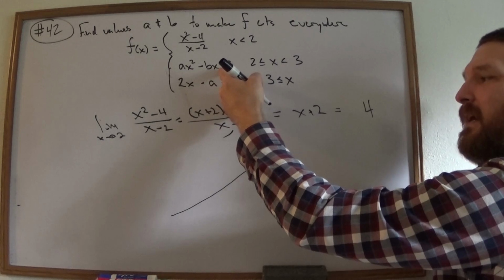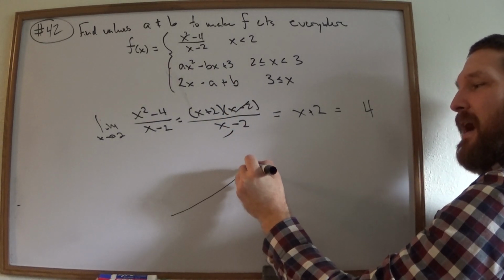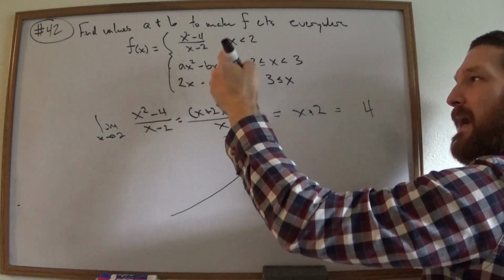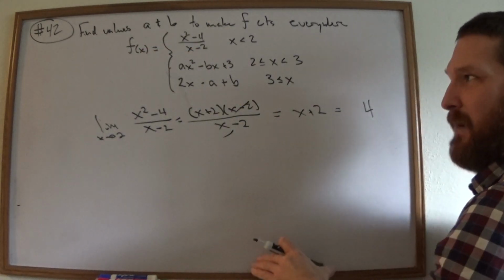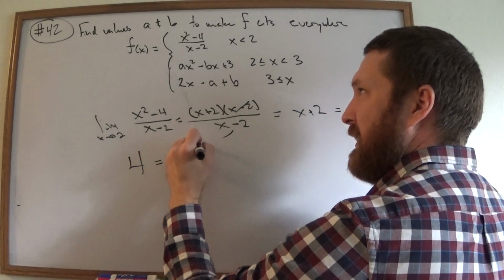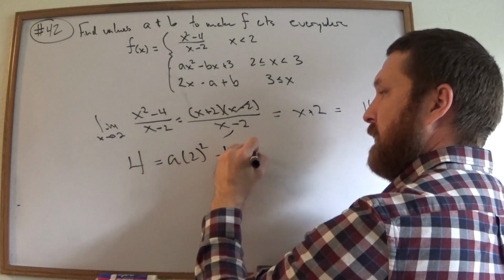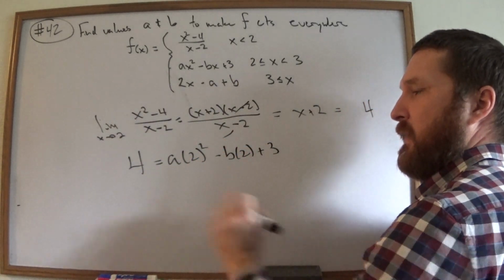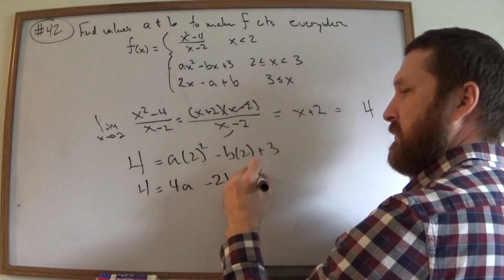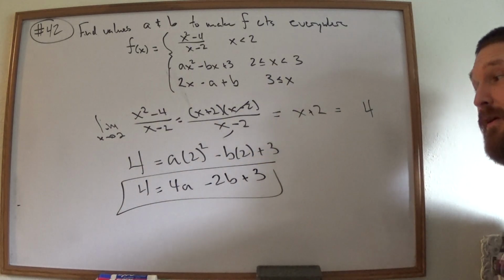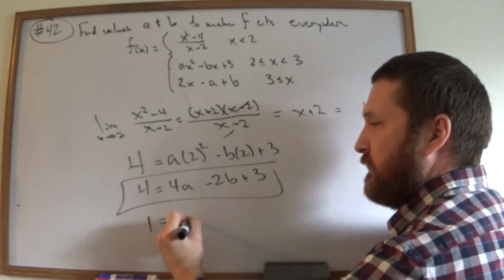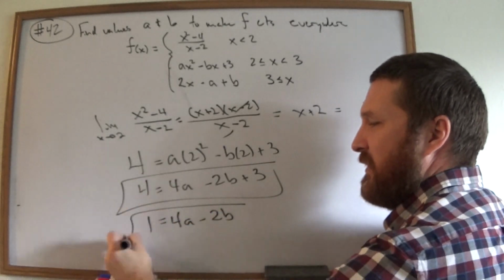But now we want this guy to take over. He's got to match up there at 4. So when I plug in a 2 into this one, I got to get out a 4. That's the idea. A 4 better come out when I plug in a 2 here. So we need 4 to equal 4a minus 2b plus 3. Let's go ahead and make that 1 equals 4a minus 2b. So there's one equation.